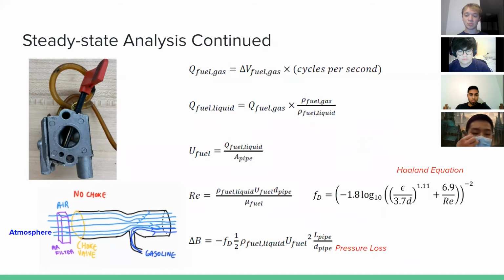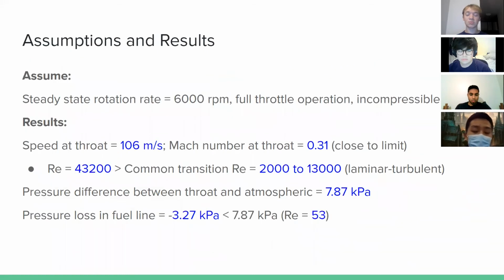To calculate pressure loss, we use the volumetric flow rate and the density ratio of liquid and gas fuel to get the speed of the fuel inside the pipe, which allows us to calculate the Reynolds number and sequentially the friction factor and pressure loss. So here are the results.